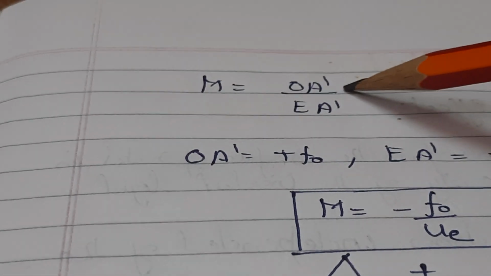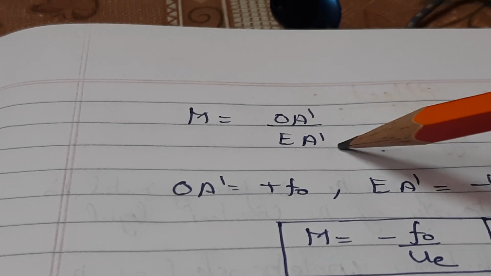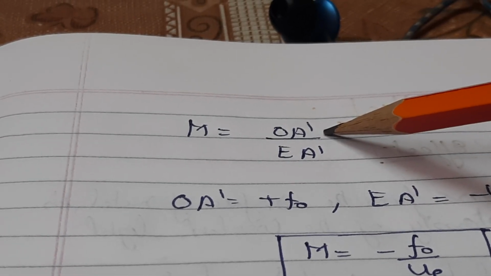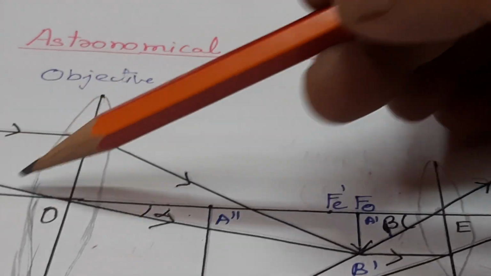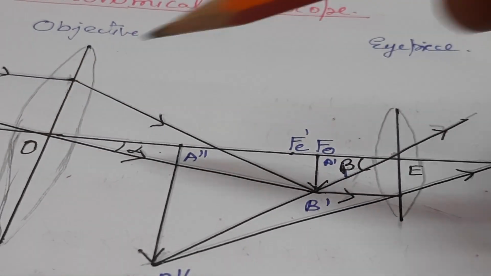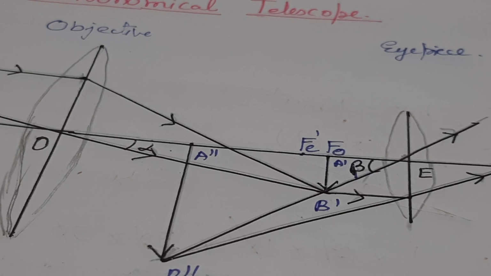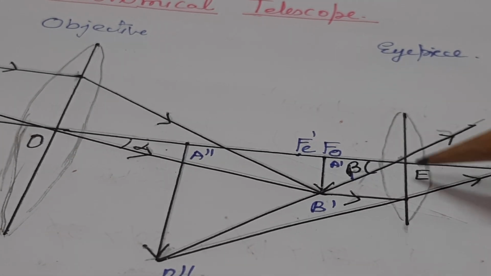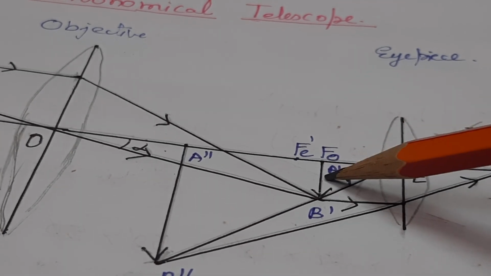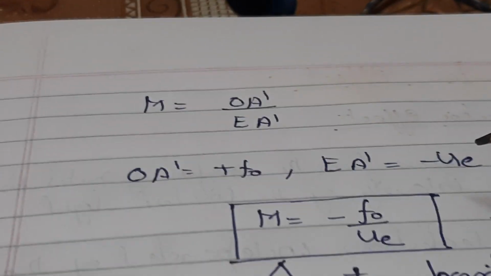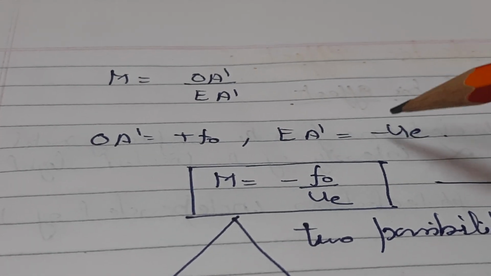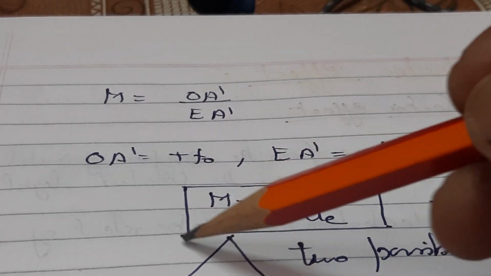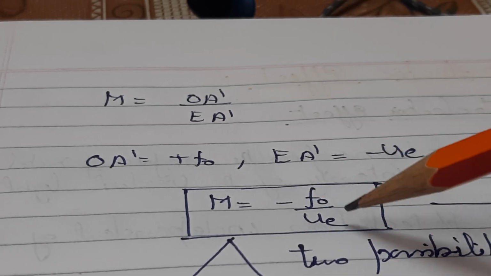When you divide both according to this, m is equal to beta upon alpha, so it will come this way: m is equal to o a dash upon e a dash. O a dash is what? Your o a dash, this is the focal length of your objective lens, fo, and e a dash, just try to understand, e a dash is your ue, but u is minus sign because it is kept on the left side. So magnifying power m will come minus fo upon ue.